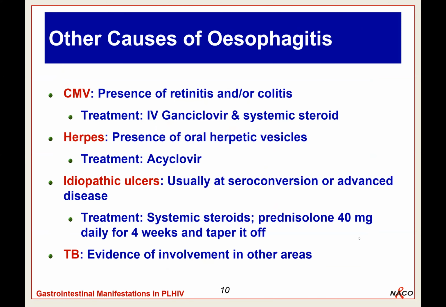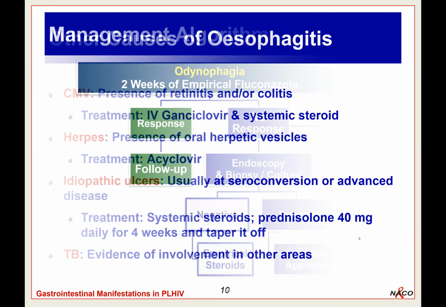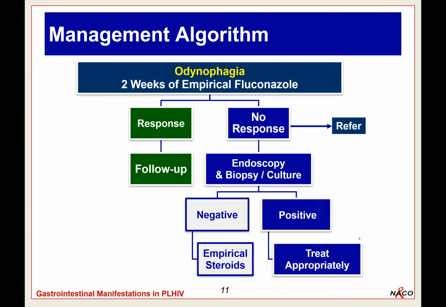These are the other causes of esophagitis, like CMV and herpes. So based on the diagnosis, you need to treat them. As far as the algorithm goes, initially we don't advise endoscopy or any procedure as such. You can treat with an empirical course of fluconazole. If there is a response, you can just follow it up. If there is no response, you can refer the patient for endoscopy and then biopsy.